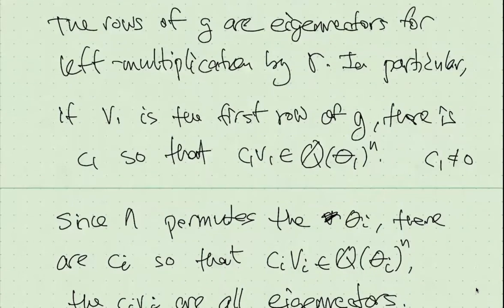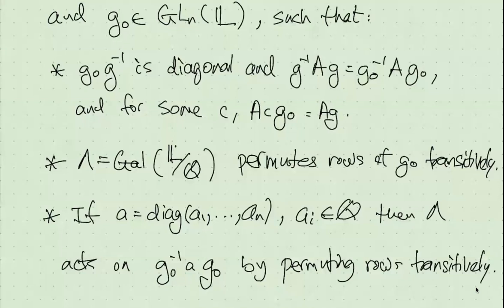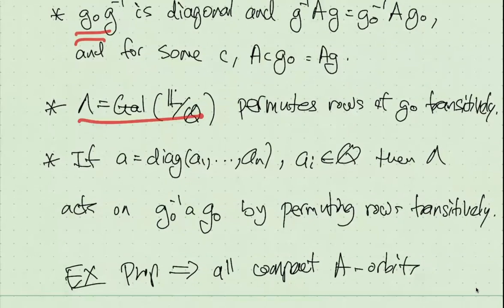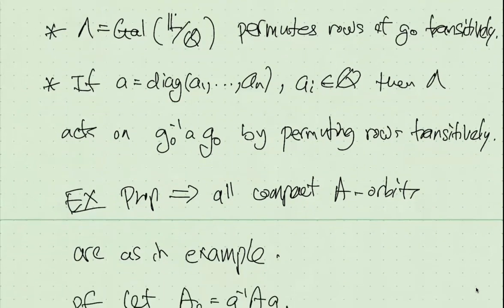So if you look at everything that we've said in the statement, it now follows. In other words, we've proved that G0 G inverse is this matrix of Ci's that I wrote down. It's a diagonal matrix. We've proved that this Galois group permutes the rows. And this follows for every rational matrix, because of the way the rational matrix is acting on the number field L. So, okay, I'll leave the third point for you to think about, but it's easy from here.